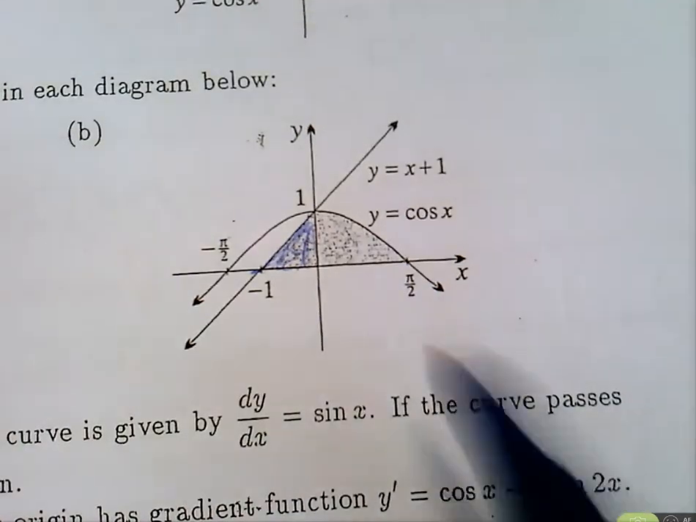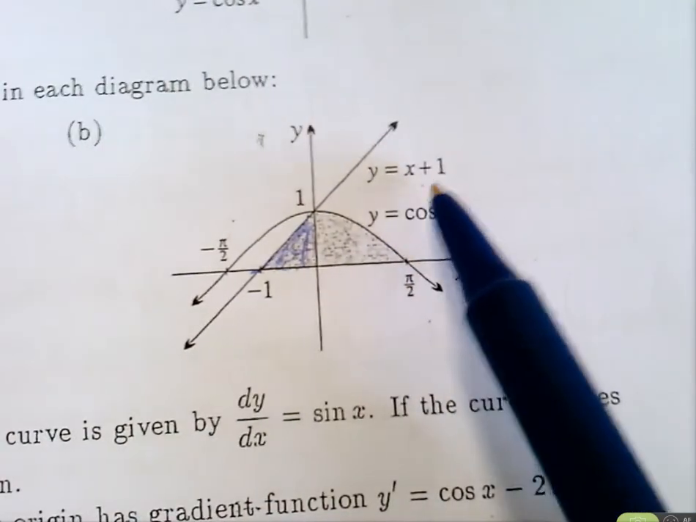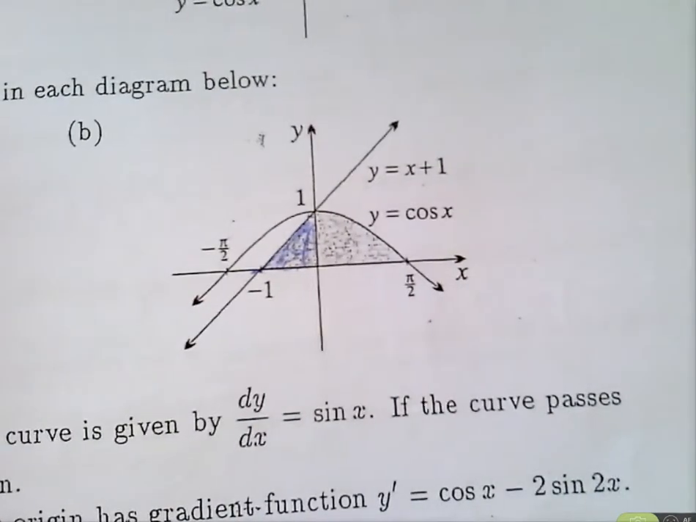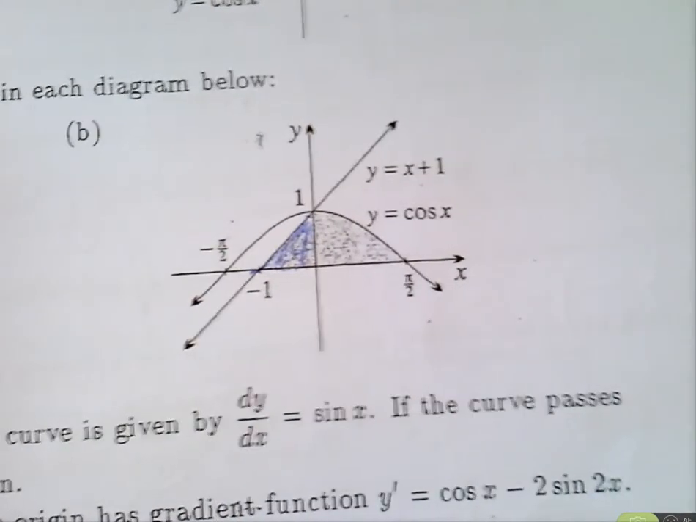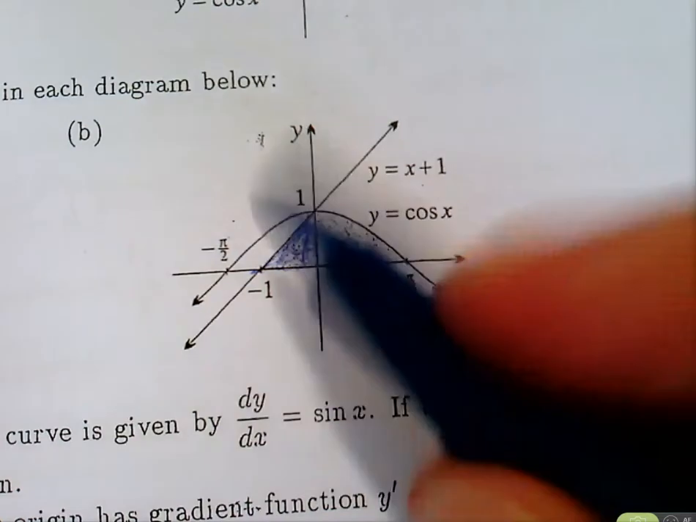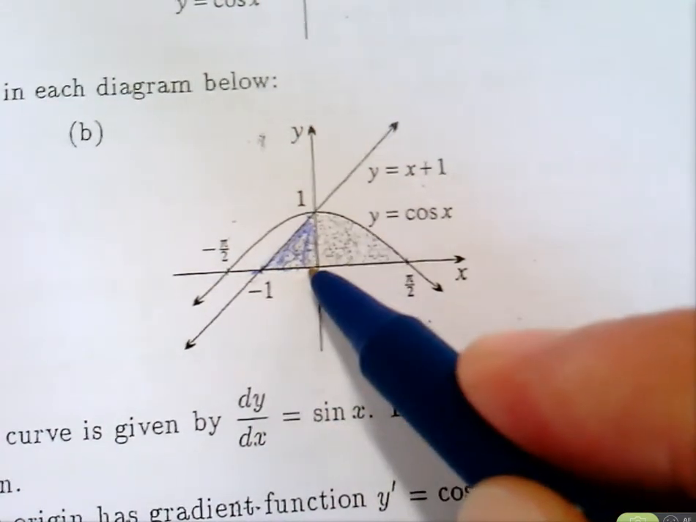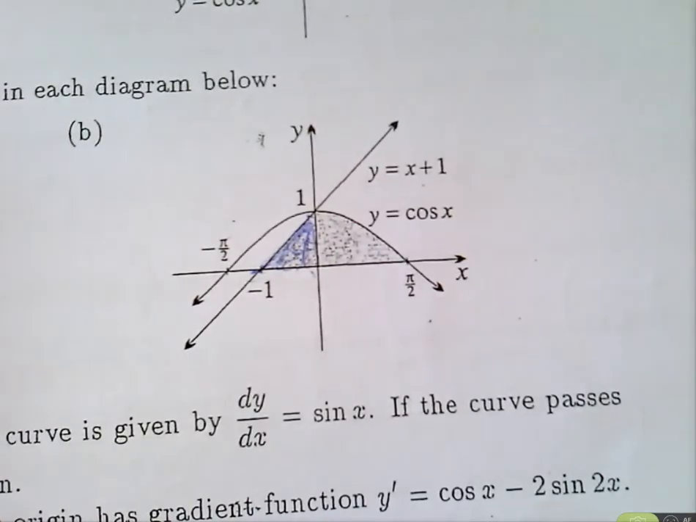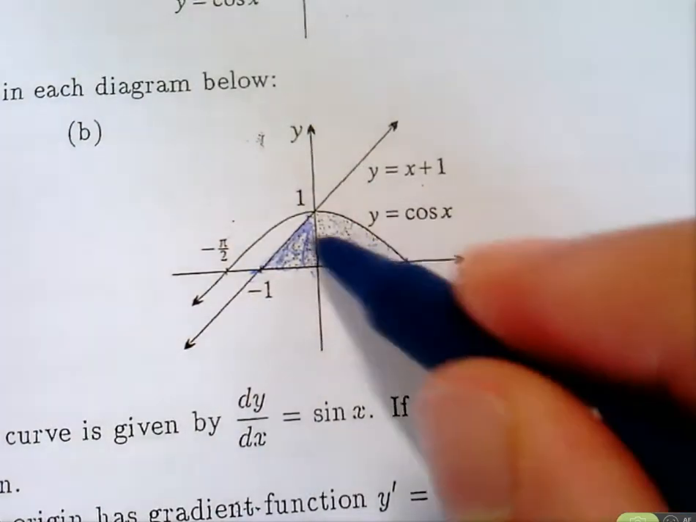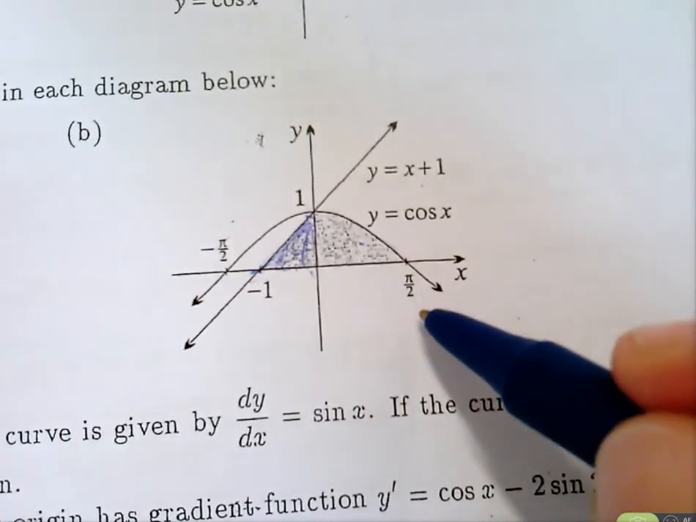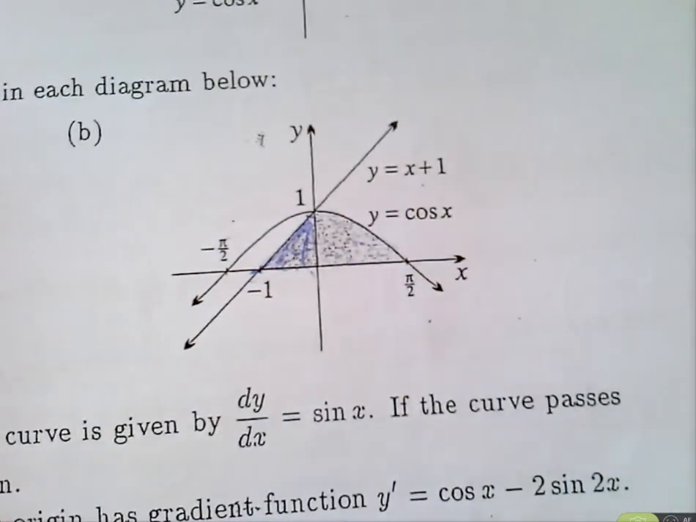Your other option is to integrate the line x plus 1. Get x squared on 2 plus x. Substitute. What's easier? Do the triangle. So girls, you've got two areas. This triangle, which you can just do by area of a triangle. Integrating gives you the area under the curve. And what would you do with this one? Integrate cos between the values of pi on 2 and 0.